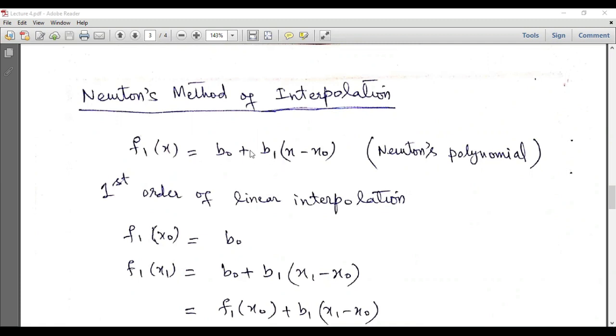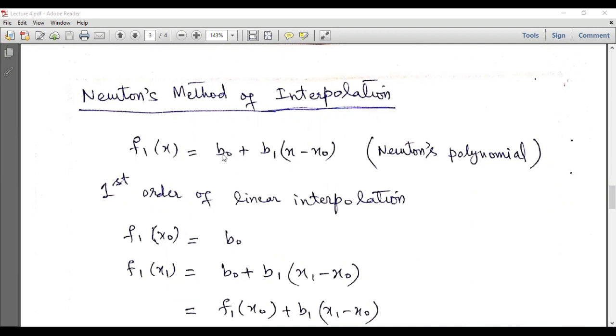So this is a Newton's polynomial, and if we remember the Newton-Raphson method of solving nonlinear equations, we saw a similar equation, and this equation is actually evaluated from the Taylor series. So this is the Taylor series, and we are using the first two terms of the Taylor series, and if we are using the first three terms of the Taylor series, then this will become the second order Newton's polynomial. So this Newton's polynomial is very much similar to the Taylor series.